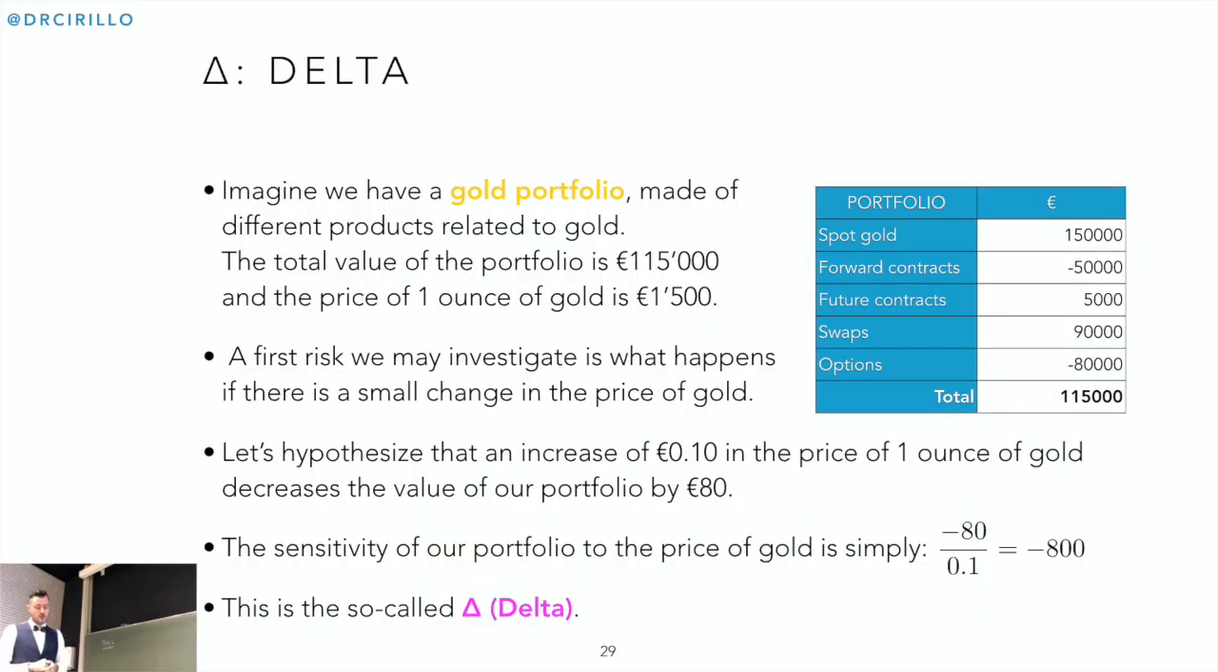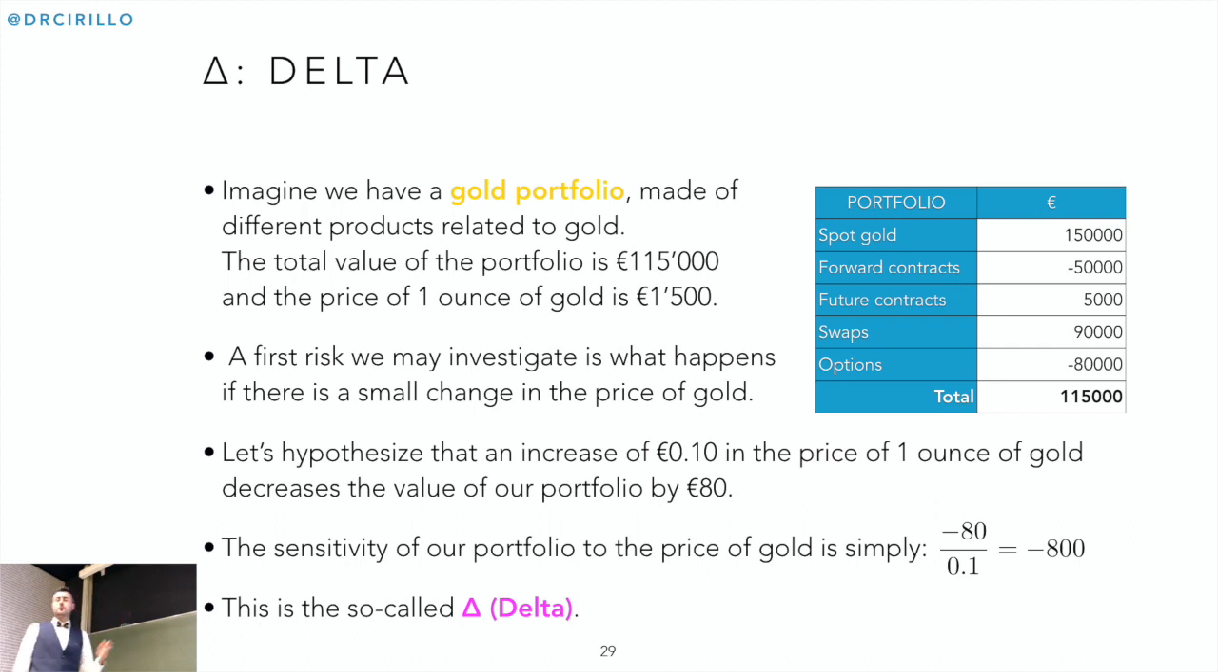Okay? Now, the delta measures how sensitive our portfolio is to a small change, and small needs to be obviously defined in relative terms, because a change of 1 cent over something that is worth 1,000 is small. A change of 1 cent over something that is worth 2 cents is big. Okay? So small and big are always in relative terms. But we want to understand how sensitive our portfolio is to small changes in the value or in the price of the underlying asset. So let's consider this example.